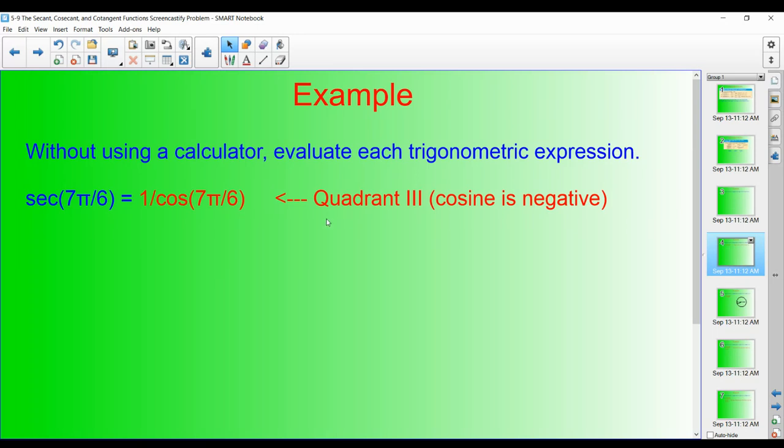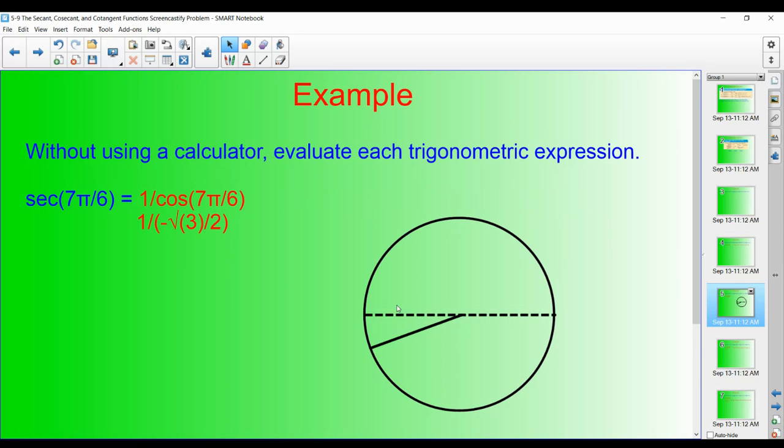And 7 pi over 6 is in quadrant 3. And cosine is negative because cosine is the x value. So I drew a unit circle. Please continue to do this to think about where we are on the unit circle. So I'm looking at this x value, the long x value. We know it's negative, and it's the big one, so it's square root of 3 over 2. So now I have this fraction, 1 divided by negative square root of 3 divided by 2.